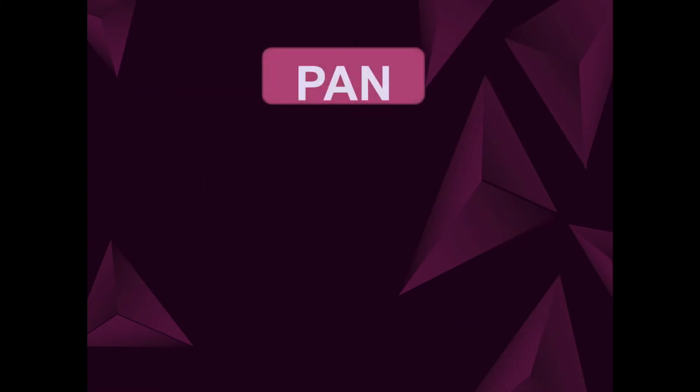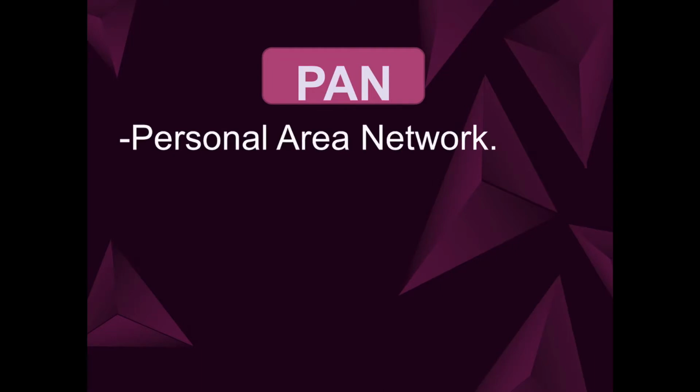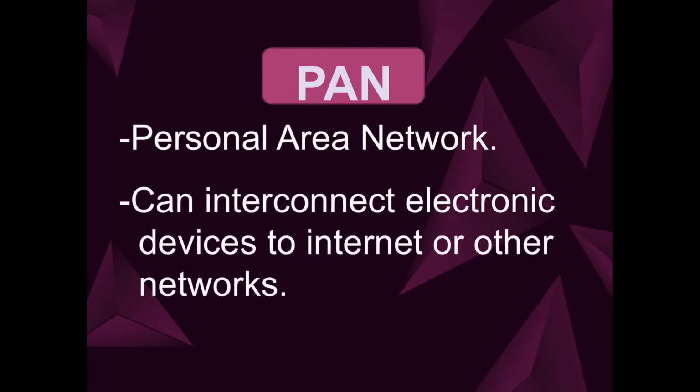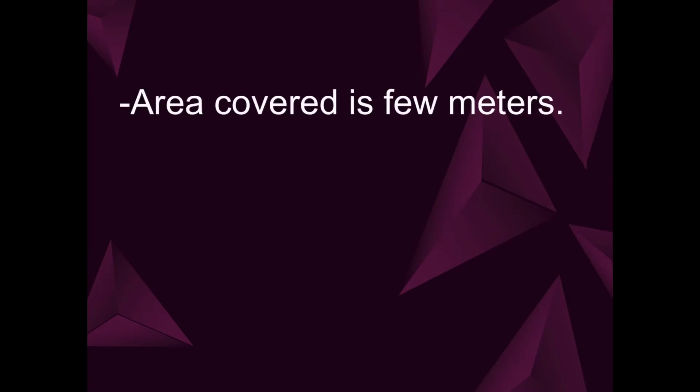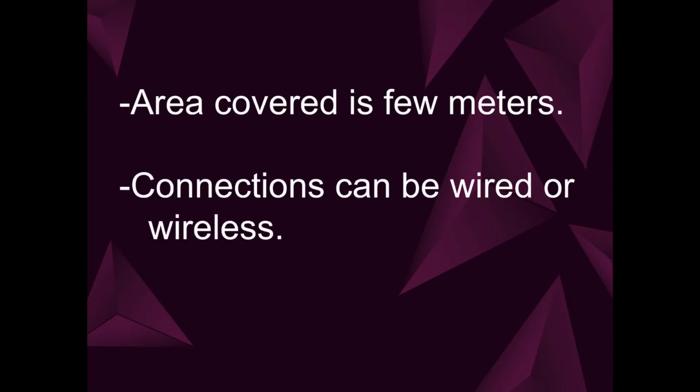So the first one is PAN, where PAN stands for Personal Area Network. It is used by a single person for communication. Through a Personal Area Network, one can interconnect electronic or IT devices to the internet or other networks. The area covered by a Personal Area Network is only a few meters, typically within a range of 10 meters. In PAN, connections can be wired or wireless.